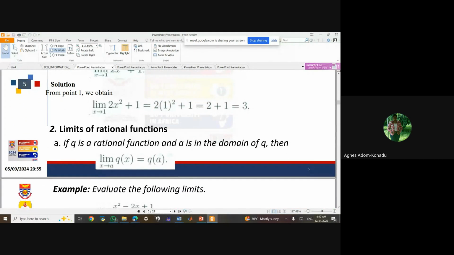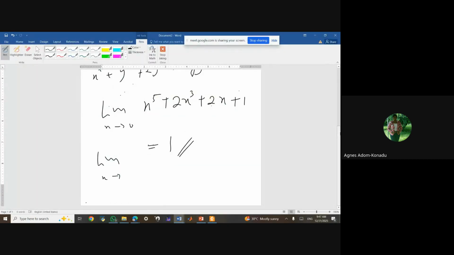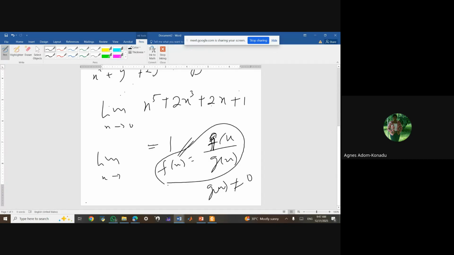Then the next one, I want to look at how to find limits of rational functions. When we talk about rational functions, we are talking about functions that can be written as f of s equal to g of s over q of s, where q of s is not equal to 0. So we want to look at how to find the limits of functions like this.